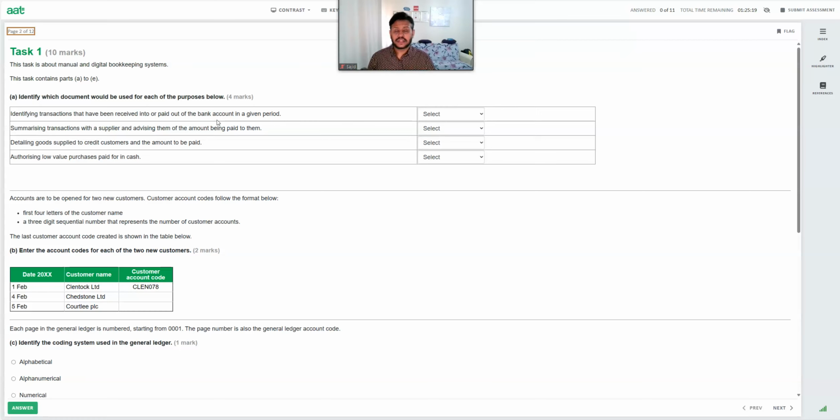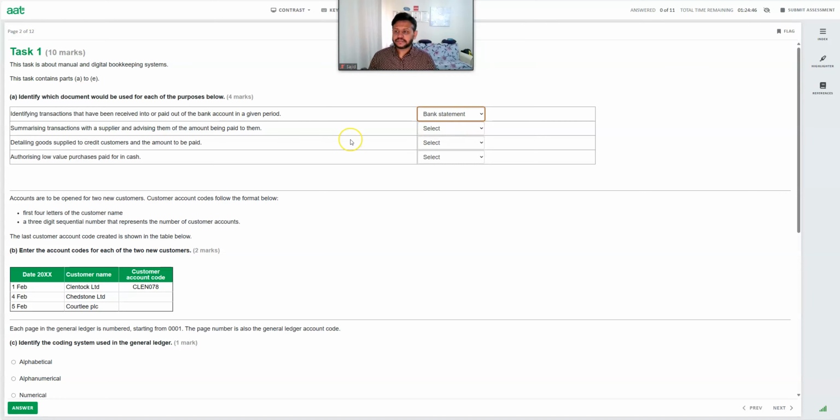So if I'd like to see these documents, how much money went into the bank and how much money was paid out from the bank, what could be the relevant documents? The relevant document will be the bank statement for a given period. Of course, a given period could be a month, a quarter, or a year. So it's for a certain period. If I'd like to see how much money came into my bank and how much was paid out from the bank, that is the bank statement.